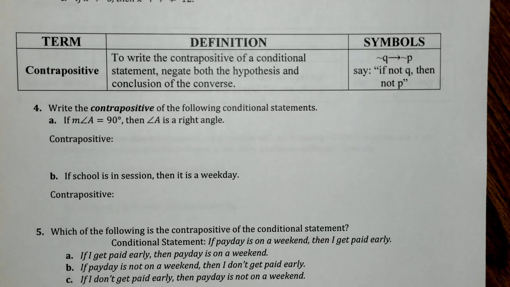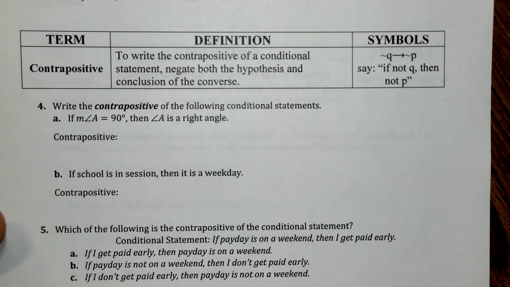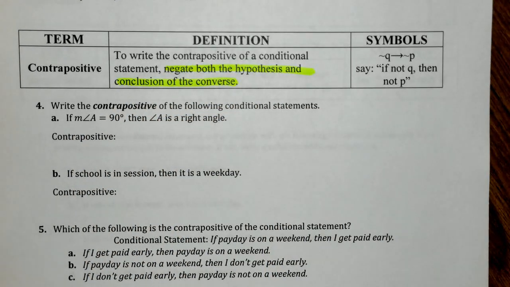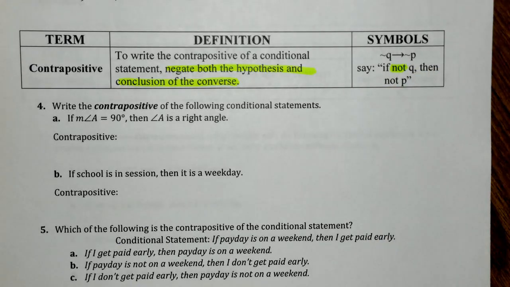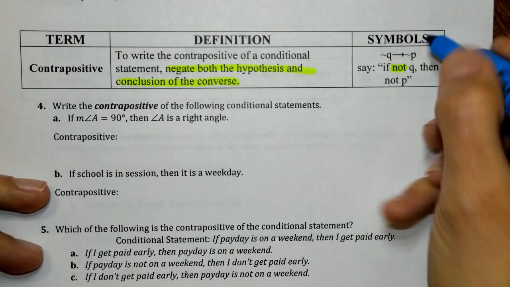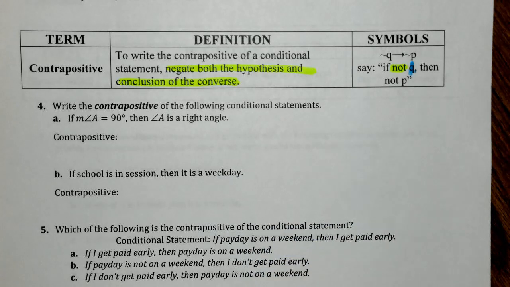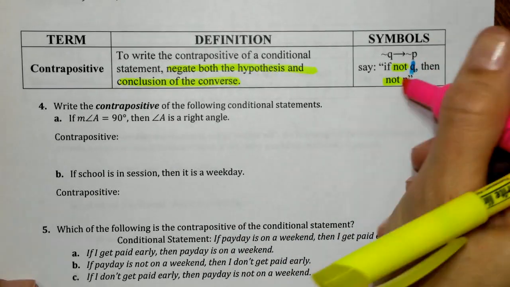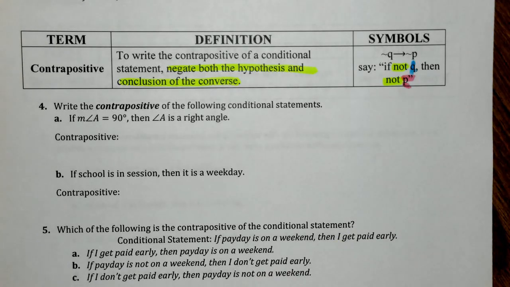The way that this definition states it is you're going to negate both the hypothesis and conclusion of the converse. If you're writing all of them out, you'll see on the next page that sometimes it's just easier to take the inverse and switch it. But what you're doing is you're doing both. You're negating both of them, and you're also switching. So here you're saying if not Q, then not P. You're performing both tasks.